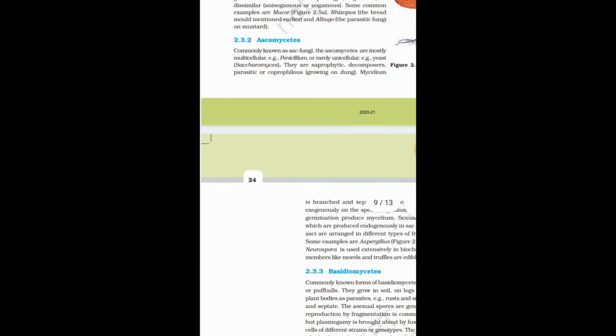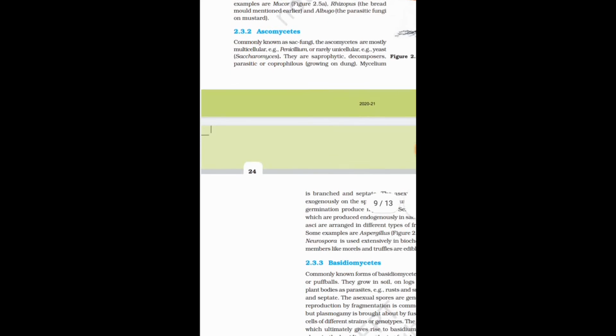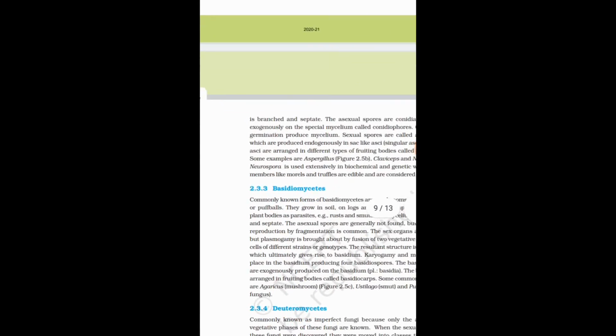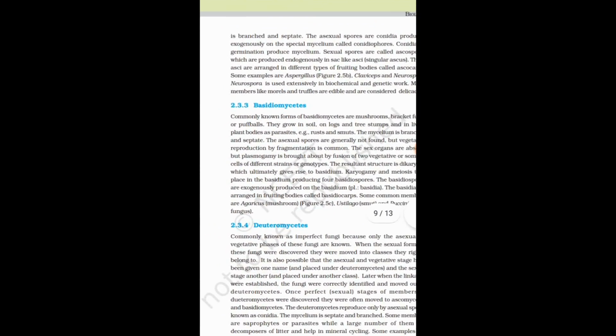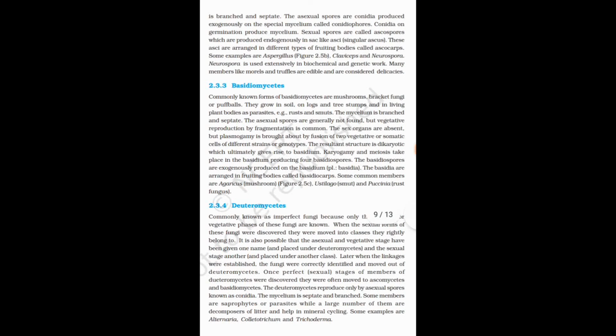2.3.2 Ascomycetes, commonly known as sac fungi. The Ascomycetes are mostly multicellular, for example Penicillium, or rarely unicellular, for example yeast Saccharomyces. They are saprophytic, decomposers, parasitic or coprophilous, growing on dung. Mycelium is branched and septate. The asexual spores are conidia, produced exogenously on the special mycelium called conidiophores. Conidia on germination produce mycelium.